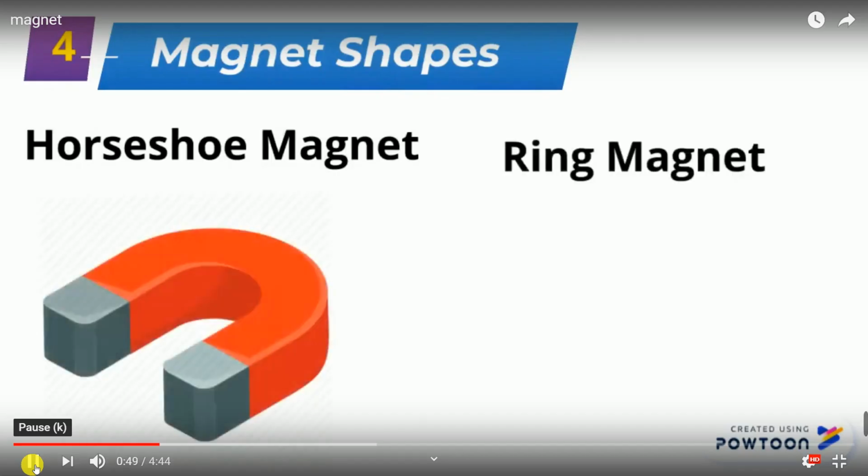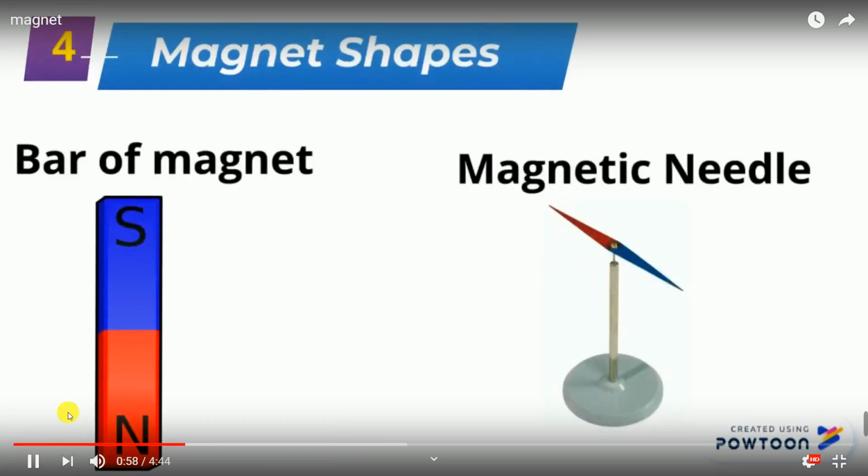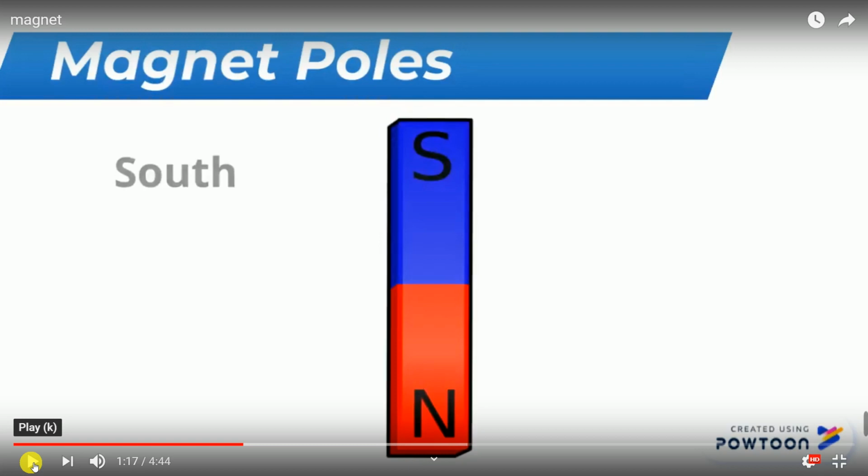Now let's talk about magnet shapes. We have four shapes of magnet: horseshoe magnet, ring magnet, bar magnet, and magnetic needle. Look at this picture. Horses wear shoes on their feet for protection. Can you see the magnet has a similar shape to the shoe? So it's named a horseshoe magnet.